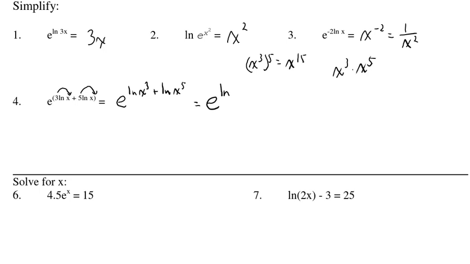Another thing we could have done, somebody might have recognized these are like terms. 3 natural log of x plus 5 natural log of x is 8 natural log of x. And now we can move the 8 onto the x as an exponent, and we'll get x to the 8th either way of doing it. Does that make sense, Mata? Yep. All right. Good deal.